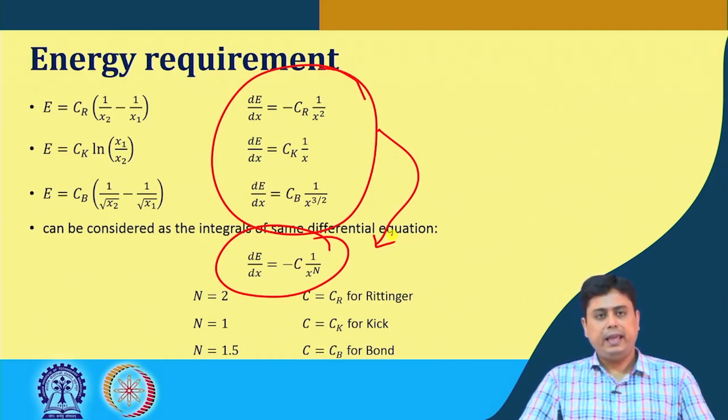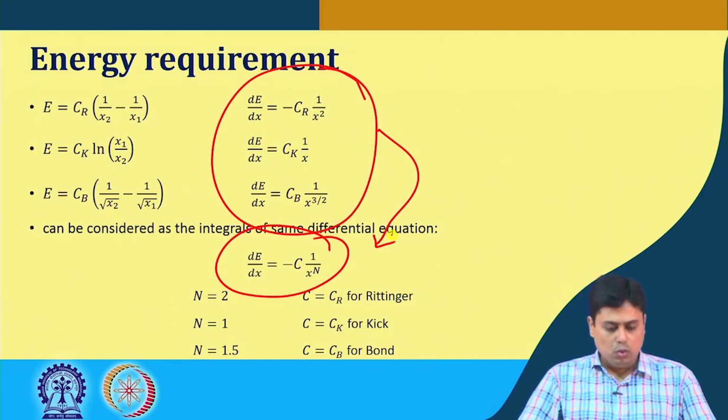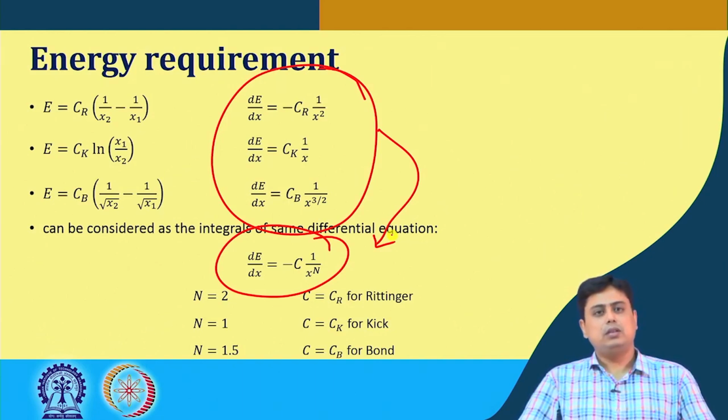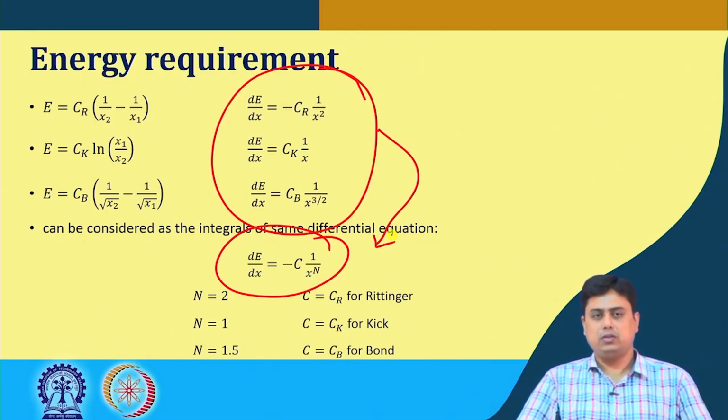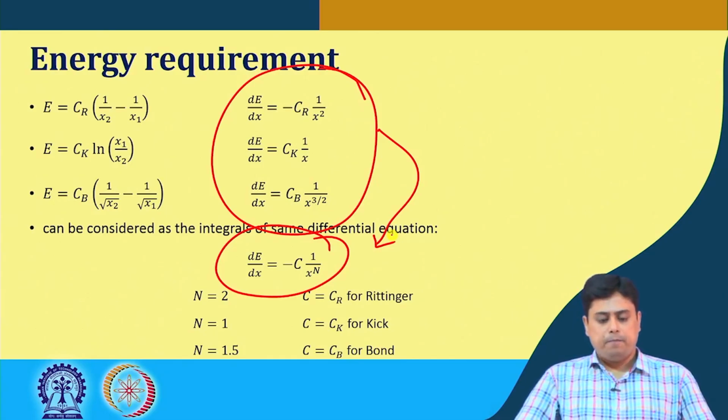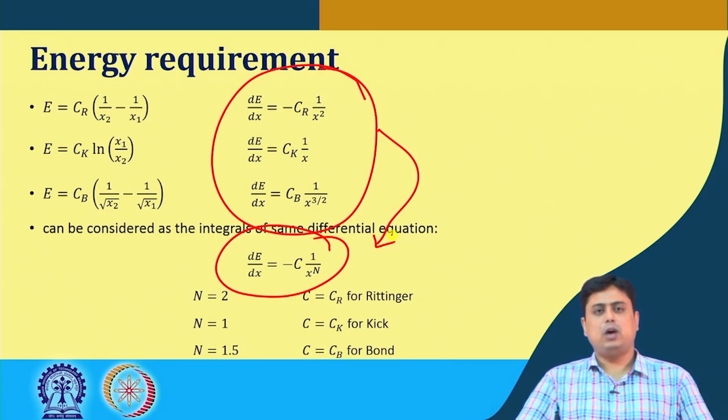Now, this exponent n, when it is 2, C becomes C_R, which is the Rittinger's law constant, and the expression represents the Rittinger's law. When it is 1 and C is C_K, which is the Kick's law constant, it represents the Kick's law, and when it is 1.5, it is the Bond's law. So, basically this summary helps us to understand the energy requirement for a particular operation as well.